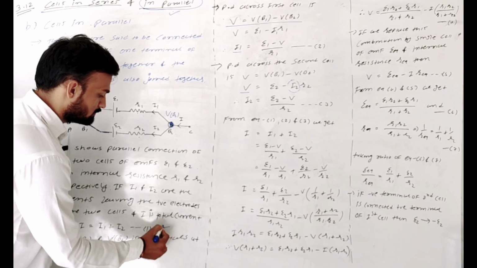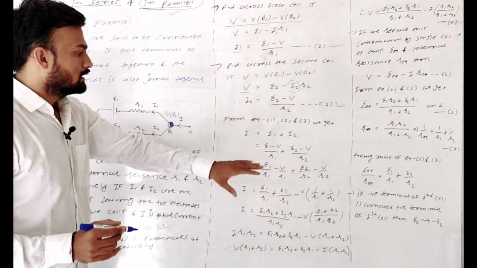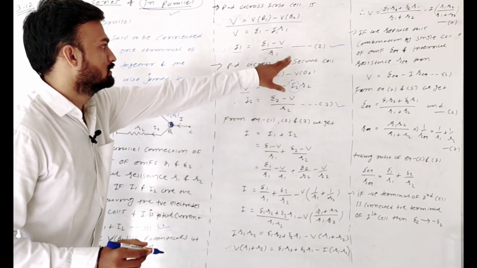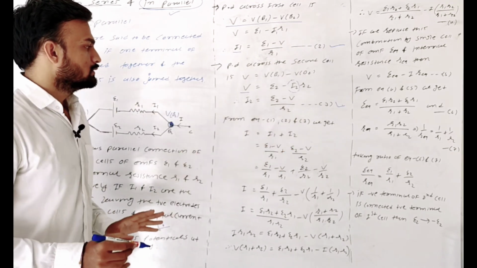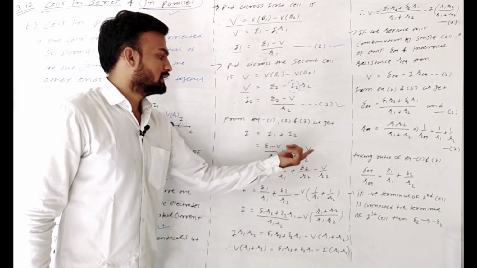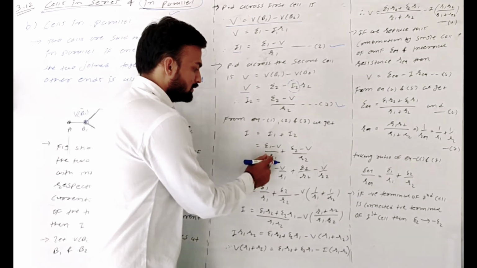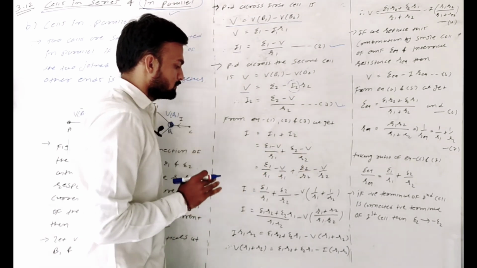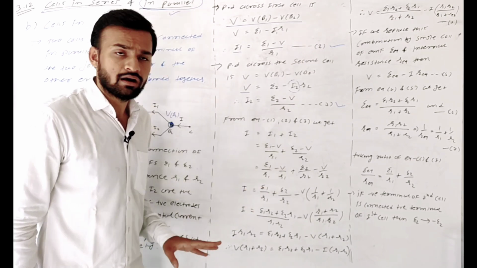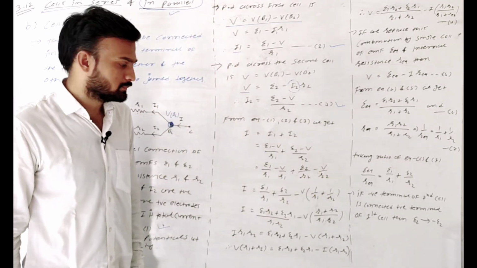So from these equations, we have I is equal to I1 plus I2, and in this first equation we put the values of equations 2 and 3. So I1 is E1 minus V by R1, plus I2, that is E2 minus V by R2. Now separating the denominators, it becomes E1 by R1 minus V by R1, plus E2 by R2 minus V by R2.